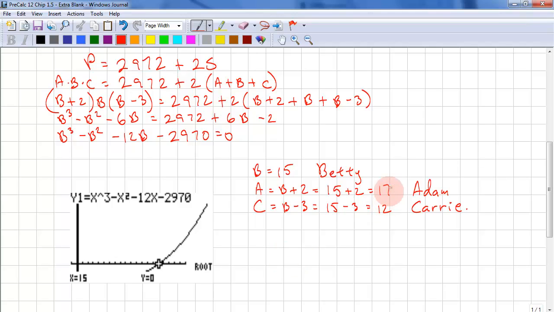For age problems, if you don't get an integer solution, it's most likely you've done some kind of error up here, either with your original equation or with your algebra. So it's best to check your work and see if you can get an integer solution. And that's it for this problem.